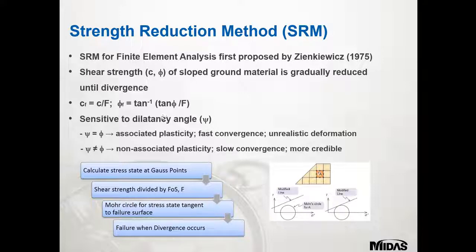So the strength reduction method and the finite element method analysis generally is sensitive to the dilation which would happen when the ground material is sheared. When the dilation is equal to the initial friction angle, the analysis would run faster because of associated plasticity, but you might see higher magnitude of deformation, whereas if they are not equal, the analysis runtime would be higher, but the results would be more credible, representative of actual deformation within the ground.